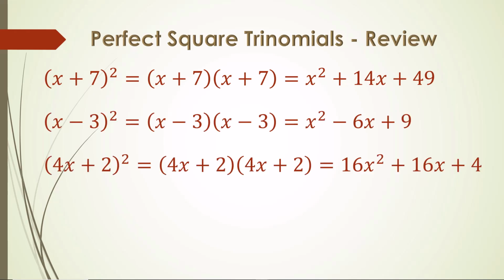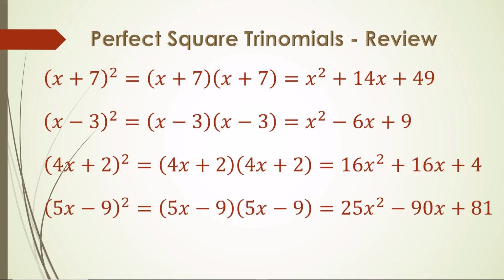We observed a special pattern in which the two outside terms of the result were the perfect squares of the two terms in the binomial, and the middle term was double the product of these two values. These four examples were a few of the perfect square trinomials we explored. Take a moment, pause the video if you need to, and review this pattern.